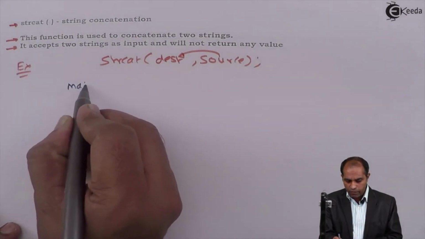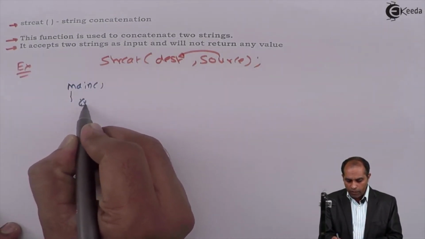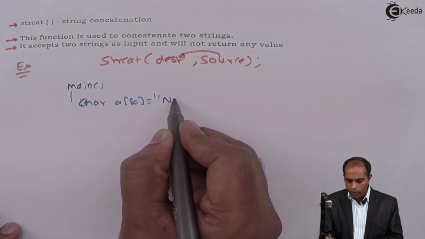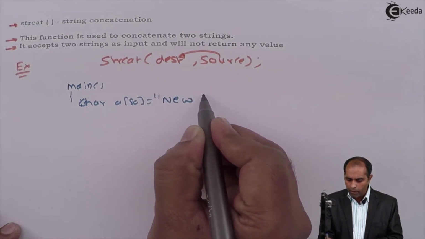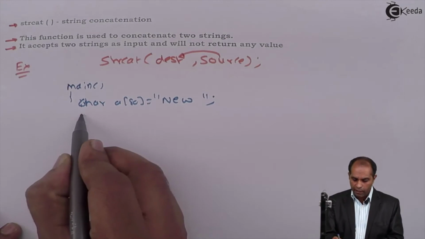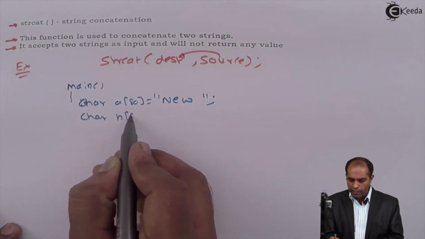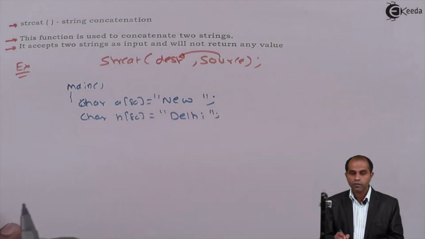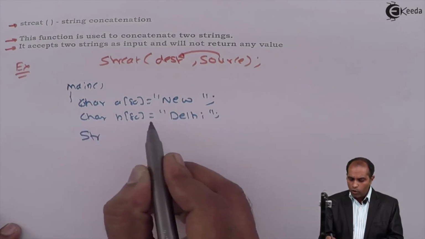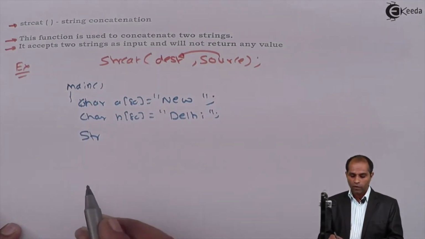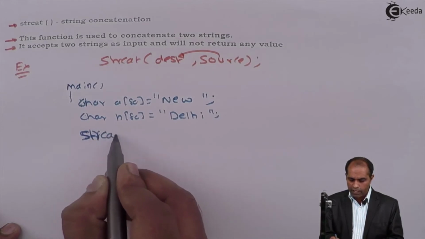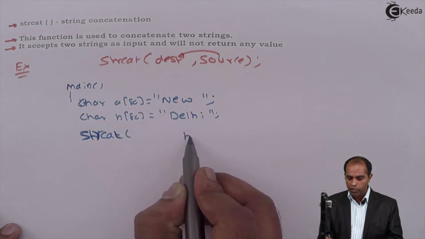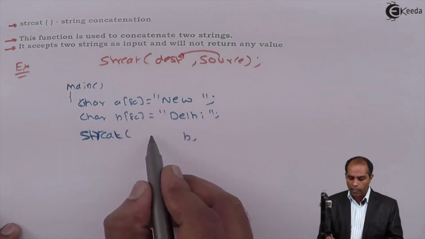I have a main function. In this, let me define a character array a of 80 equals to say "new". Here I'll put a manual space and then a semicolon, and then let me say char b of 80 as "Delhi". Now what I'll do is I want to copy the contents of B onto A. For that, I'll use a library function called strcat. Which string has to be copied? B. B has to be copied at the end of what? At the end of A. So hence I'll say A.